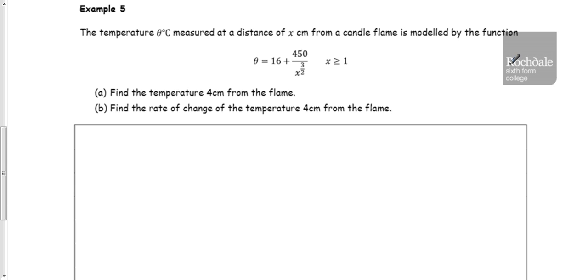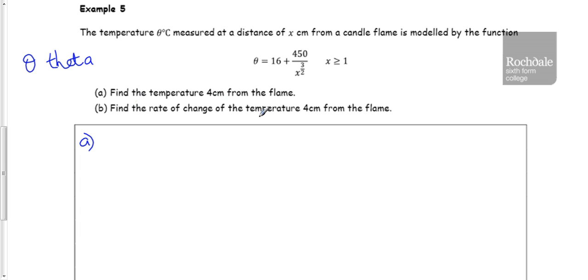Differentiation Example 5. We're told the temperature, theta degrees Celsius (theta is a Greek letter), measured at a distance of x centimeters from a candle flame, is modeled by this function. And we're told that this is only valid when x is greater than or equal to 1. Remember, x is the distance from the candle flame. So part A, find the temperature 4 centimeters from the flame.